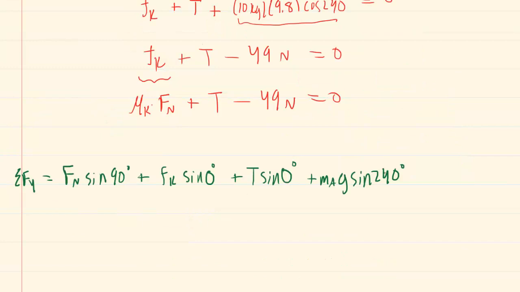So here is the sum of the forces in the y direction for block A. Again, Newton told us to set this equal to mass times acceleration. Acceleration is 0, so the entire right-hand side of the equation is 0. We will also notice that the sine of 0 is 0, so these two terms right here drop out. And the sine of 90 is 1, so Fn times 1 is just Fn. So now you have Fn plus this y component is equal to 0.